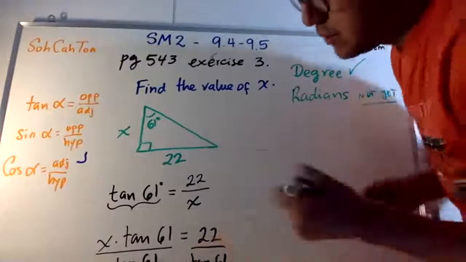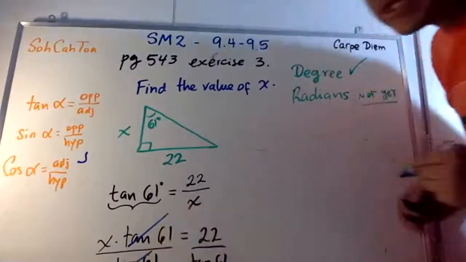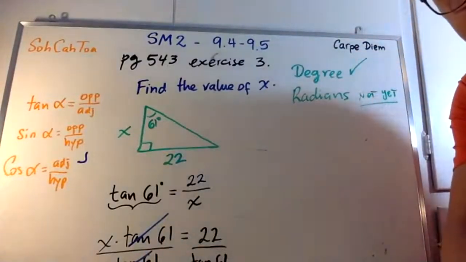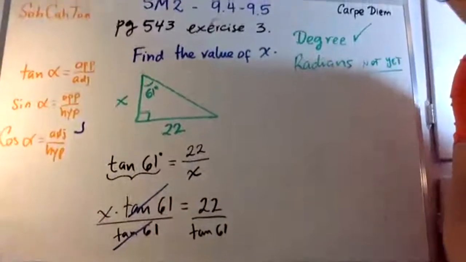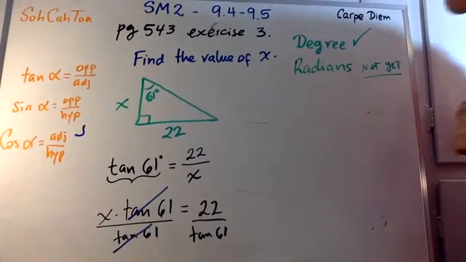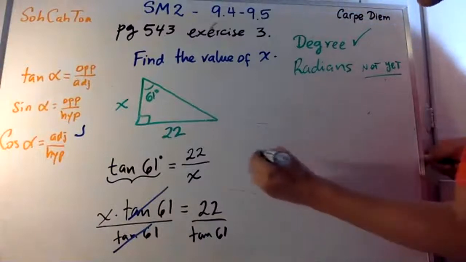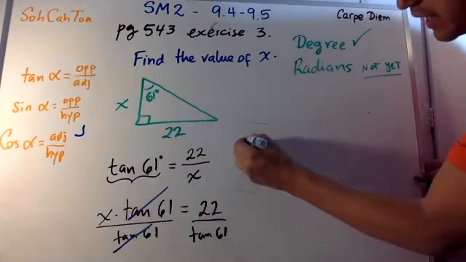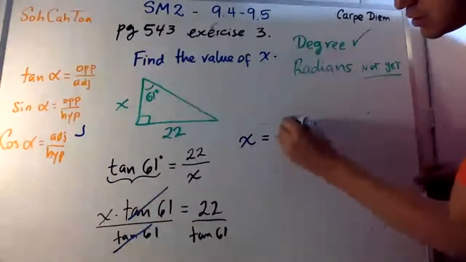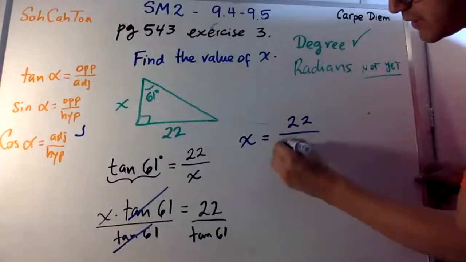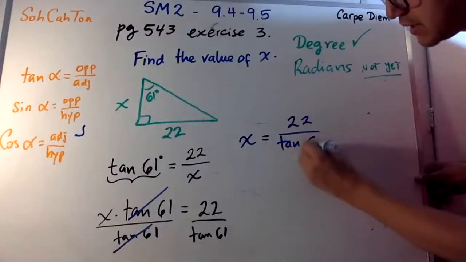With that, this tangent and this tangent cancel out. Oh, wait a minute, because you cannot see. I think you can now see, right? What is going on, right? So in the end, I will have x equals 22 divided by tangent of 61.